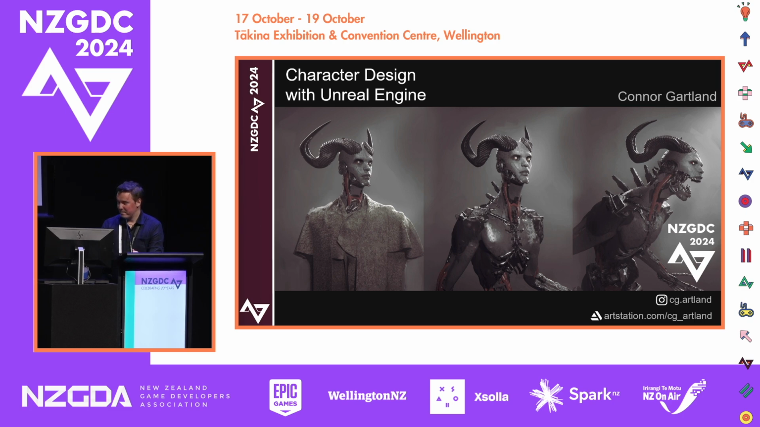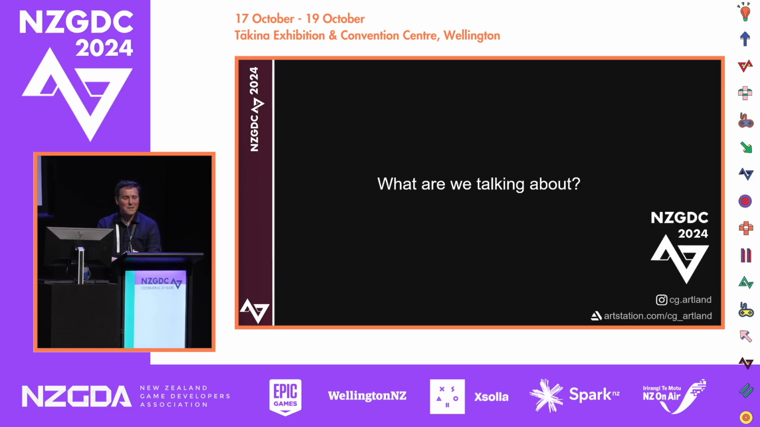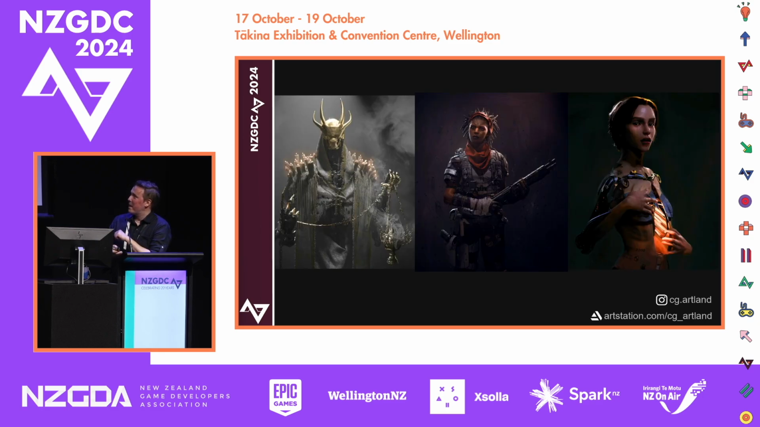So, what am I talking about today? I'm talking about how to use Unreal Engine as a tool to create character designs. These are three examples of designs that I made using this method. I basically started in ZBrush, go to Unreal as a rendering solution, and then you finish it in something like Photoshop for a final composite and paint over pass.